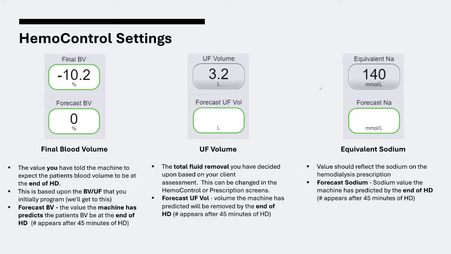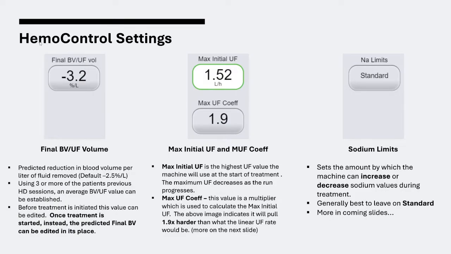And then we have our equivalent sodium. So this value should of course reflect the sodium on the hemodialysis prescription. So if they have a prescribed value of 140, HemoControl should also indicate 140 because that is ultimately the value that HemoControl will try to return to by the end of dialysis. And then as previously, we have our forecast sodium, which again is the sodium value the machine has predicted by the end of dialysis.